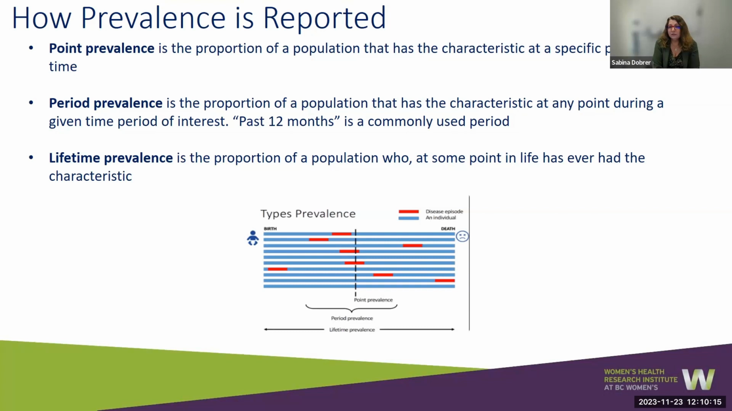Period prevalence is prevalence calculated during a specific time period. What is the prevalence of a specific health condition within the past 12 months? And lifetime prevalence is the proportion of the population that at some point had a specific characteristic. So for example, if you're looking at the population of BC from birth to death, and we're estimating what the prevalence of HIV was during lifetime.